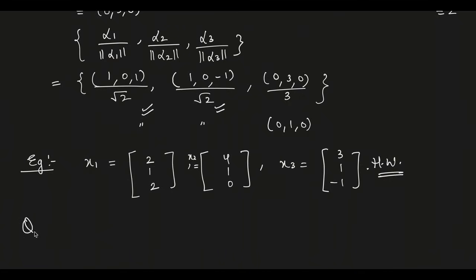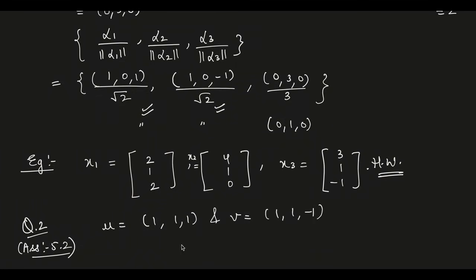Now try this question. Assignment 5.2 question number 2. Here V is a subspace of R cube spanned by U equal to 1, 1, 1 and V equal to 1, 1, minus 1. And you need to find the orthonormal basis. I am giving options also.